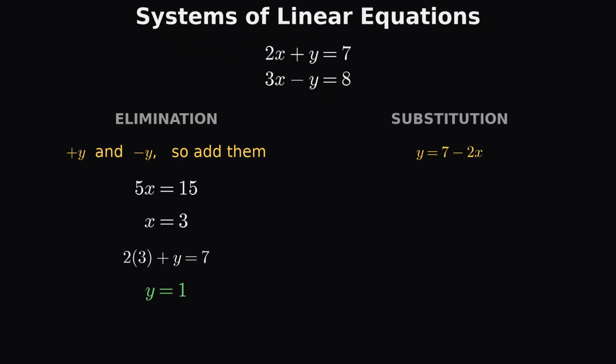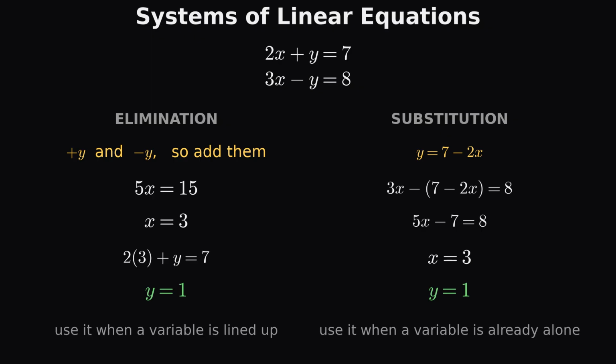So y is 1. Now substitution on the same pair. Rearrange the first equation. y equals 7 minus 2x. Put that into the second. 3x minus, bracket, 7 minus 2x equals 8. That's 3x minus 7 plus 2x. 5x minus 7 equals 8. 5x is 15. x is 3. Same answer. y is 1.